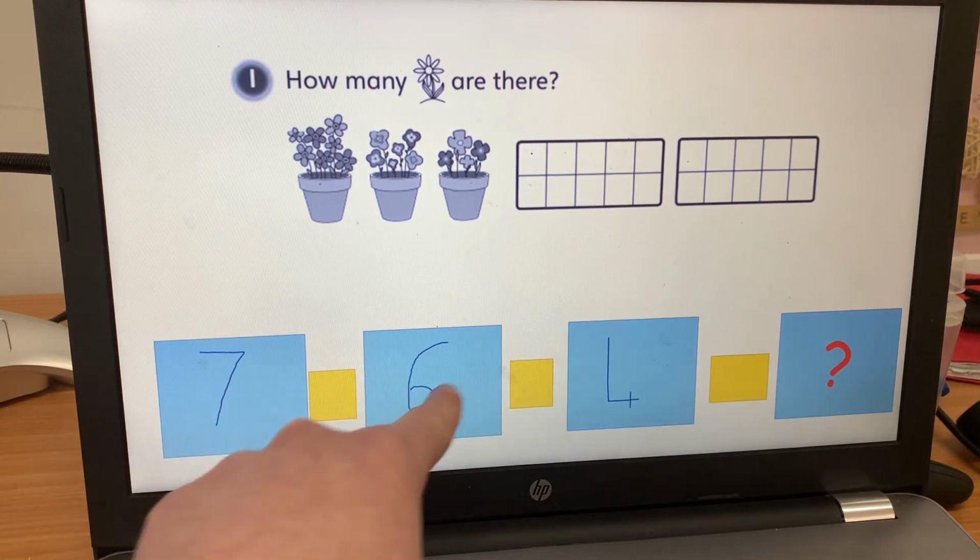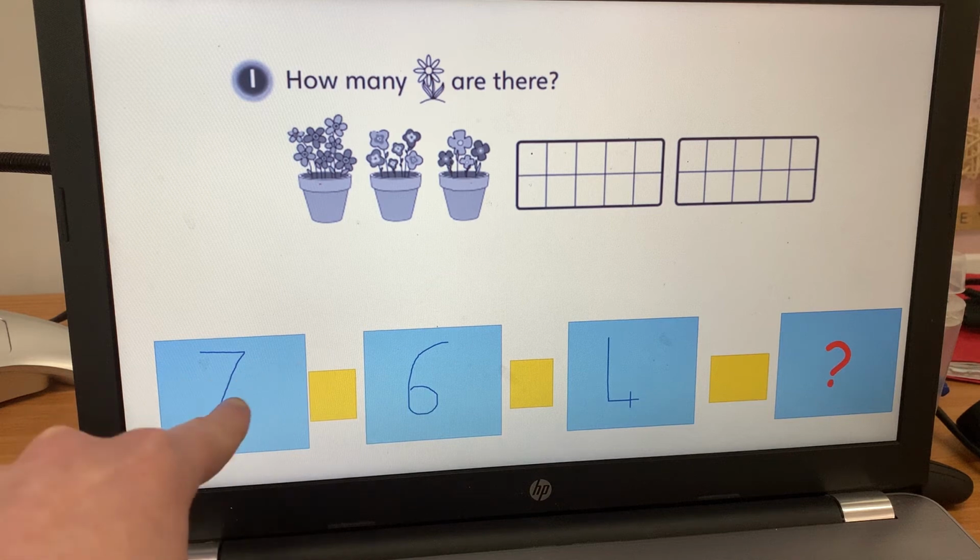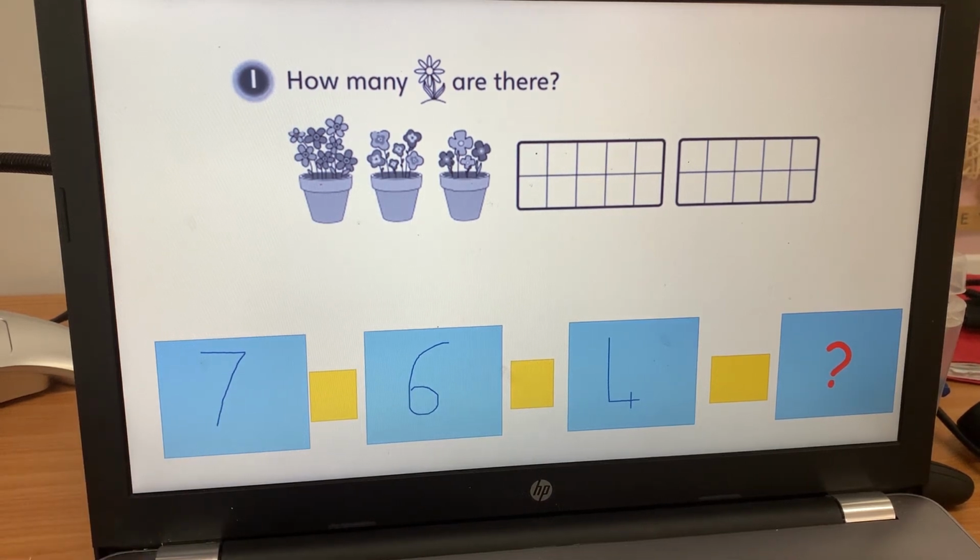So hopefully you found the number bond to 10 here, and it's 6 add 4 is 10. So if I draw my 6, which is in my second plant pot, I can see I've got 4 spaces left to make that number bond to 10. So now I'm going to get my 4. And then I've added the 4 to the 6. I've already represented the 6.